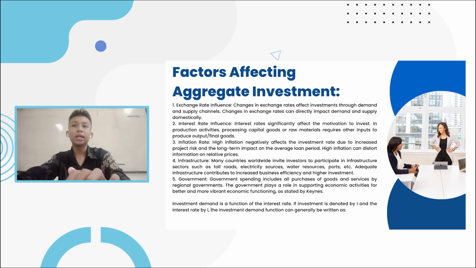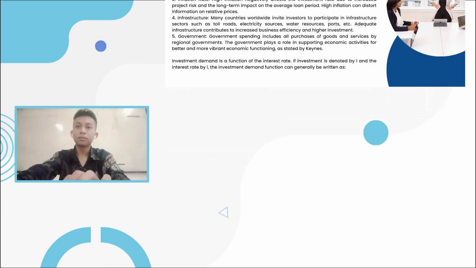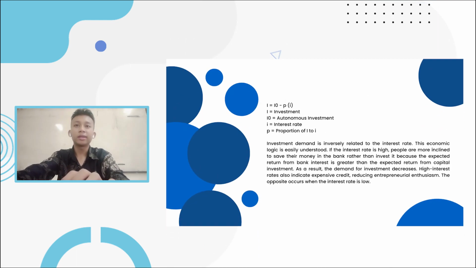Investment demand is a function of interest rate. If investment is denoted by I and the interest rate by i, the investment demand function can generally be written as I equals I0 slash P. I equals investment, I0 equals autonomous investment, i equals interest rate, P equals proportion of I to i. Investment demand is inversely related to the interest rate.